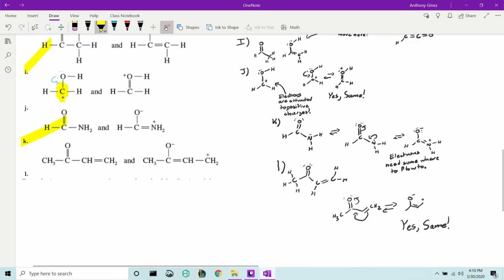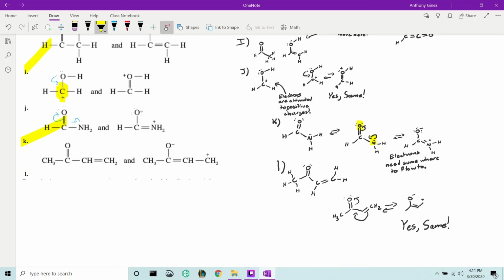Moving on to K, what do we see? I see 2 electrons here on the nitrogen that can flow into this double bond. I see an electron sink. Oxygen likes extra electrons. It can uphold them. And as such, yes, this would in fact be a resonance structure, because you simply need a place for the electrons to flow to, as shown here.